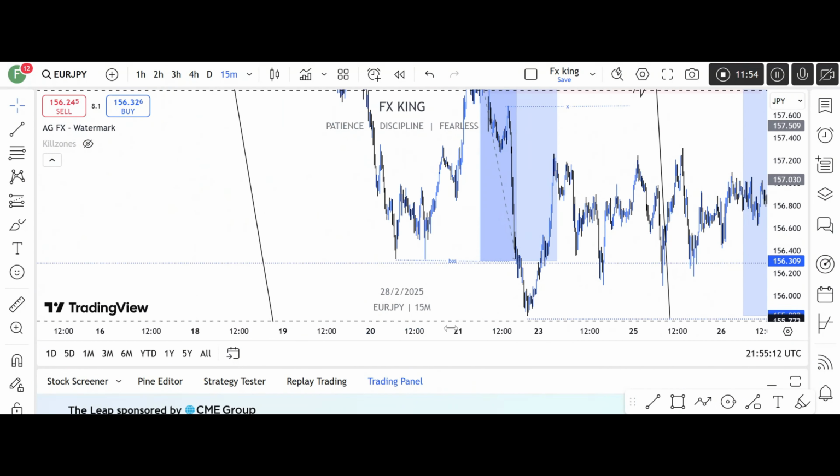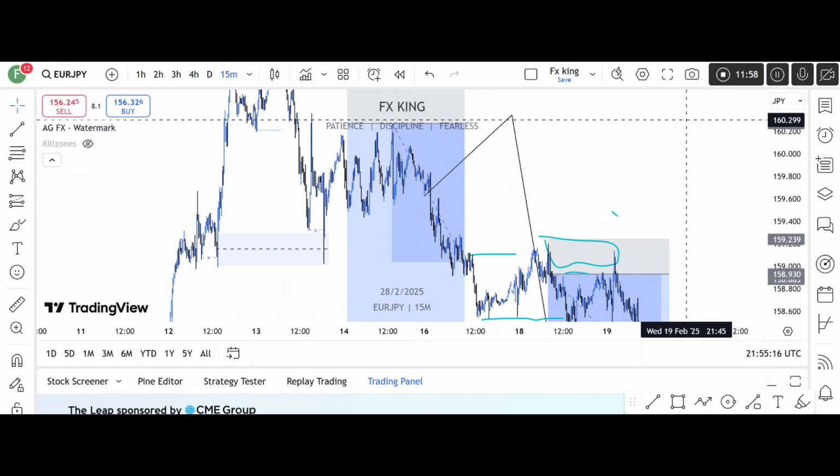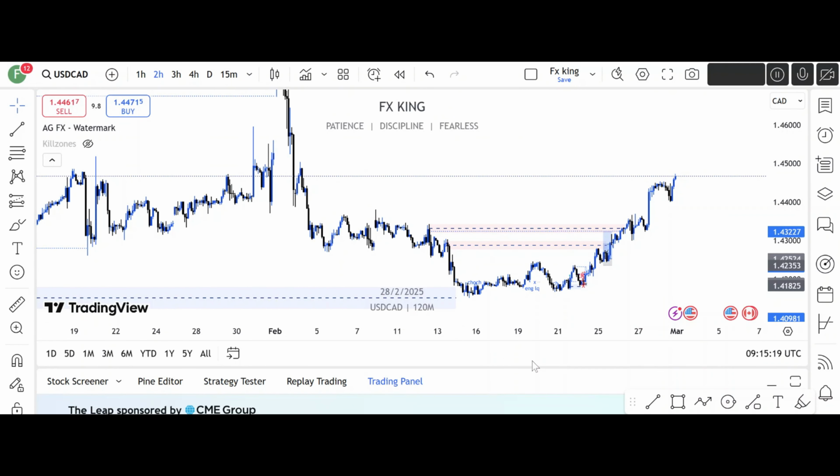So let's go over to other examples. I did talk about internal structure and I did not really explain it on the charts. Now I'm going to explain it fully and how you can distinguish it from your external structure.